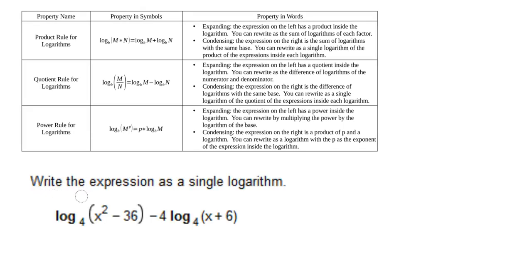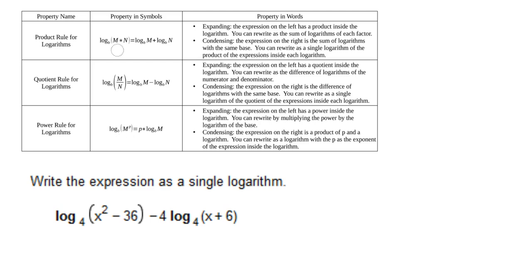This question says, write the expression as a single logarithm. Before we work this example out, I want to focus on the properties that we're going to use for this example. So we have the product rule, the quotient rule, and the power rule. The product rule is when we have a product or something multiplied inside the logarithm. The quotient rule is when we have division inside the logarithm. And the power rule is when we have a power inside the logarithm.